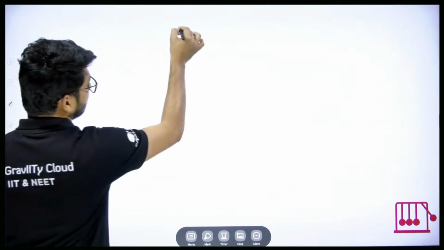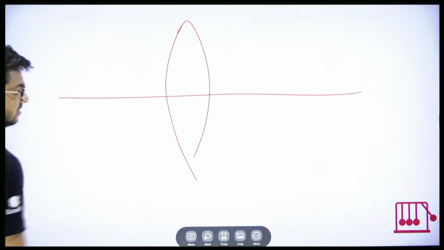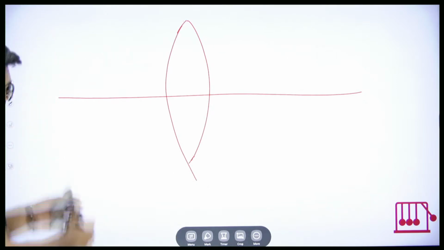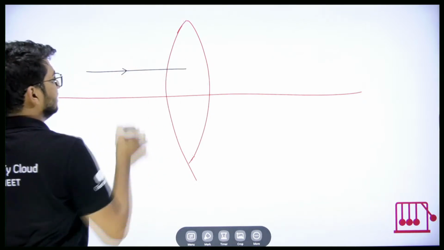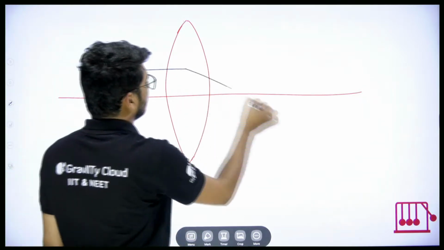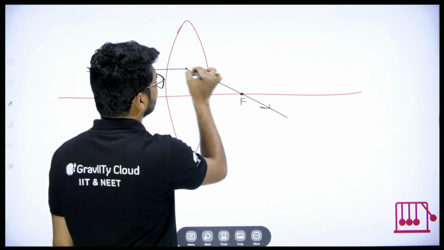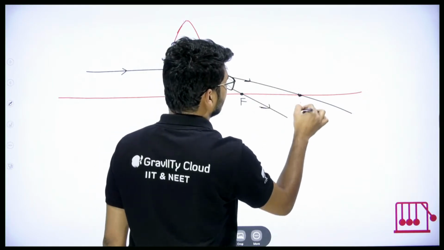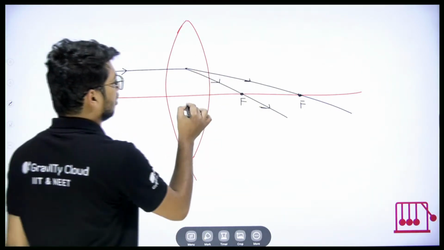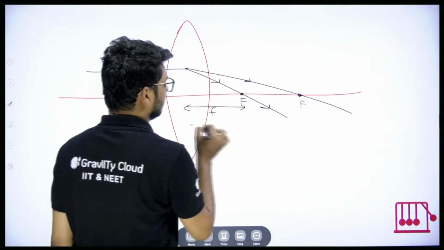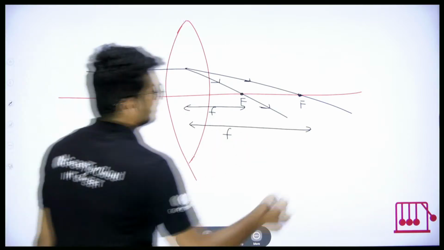For that, I'll again take a convex lens. Let's say this is a convex lens. Now what I'll do is take two special cases in the same diagram itself. Now, this is the incident ray. Let's say this is one case, when the focus is here, and this is another case, where the focus is here. So I am shifting the focus. And when you shift the focus, automatically the focal length will also change. Now let's discuss that. Let's say this is case 1, this is case 2.